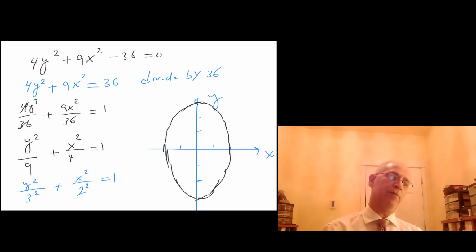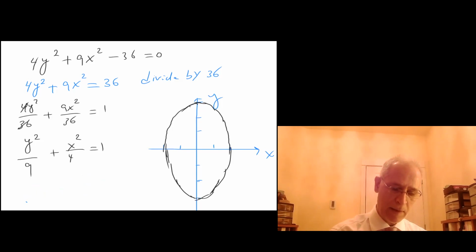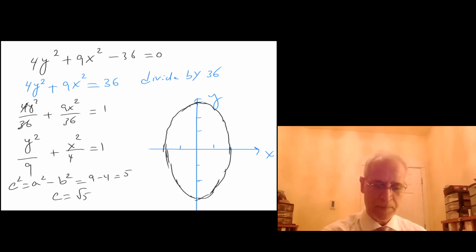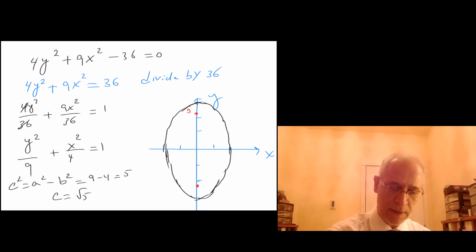Okay. And how about the foci? We said that c squared equals, let me give myself a little bit of room in here. So I have c squared equals a squared minus b squared, which equals 9 minus 4 equals 5, and c equals root 5. And so root 5 is 2 point something. So it doesn't have to be exact, something like this and something like this. And this point right here is going to be (0, root 5), and this is going to be (0, negative root 5).